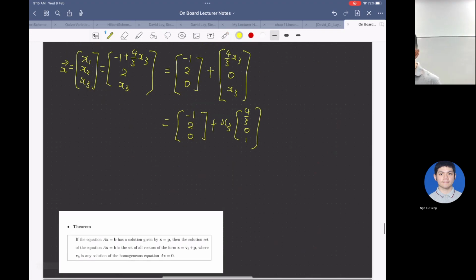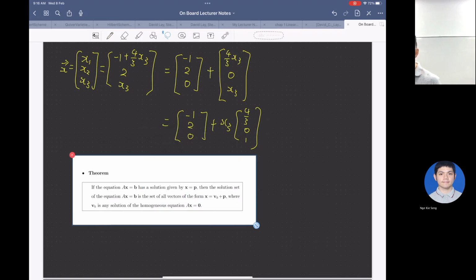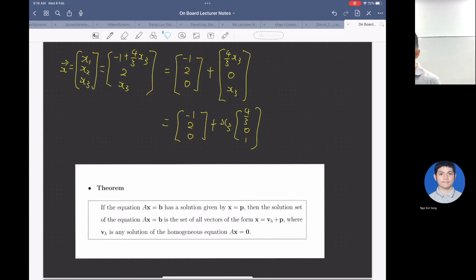So what I'm saying here is this theorem. If you have a solution of Ax = b, call it p, then the solution set of Ax = b is the set of all vectors of the form p plus the solution for the homogeneous equation. So it's the whole line shifted by a constant. It's the solution for Ax = b.